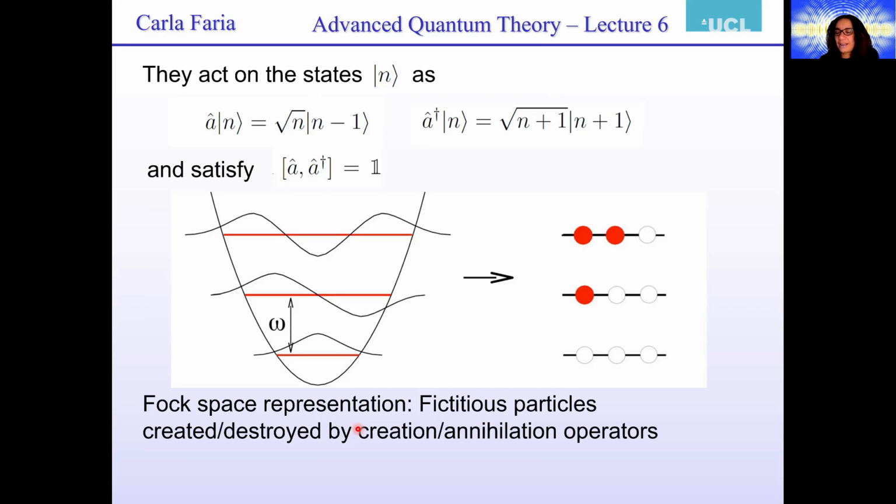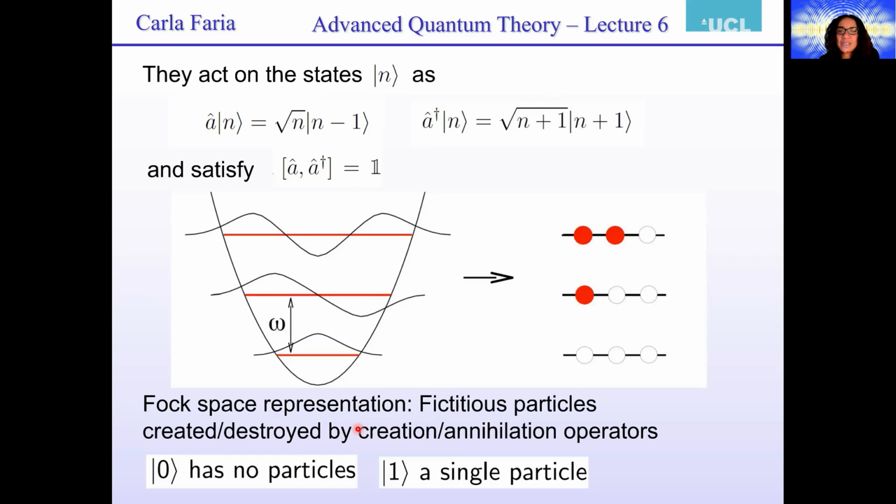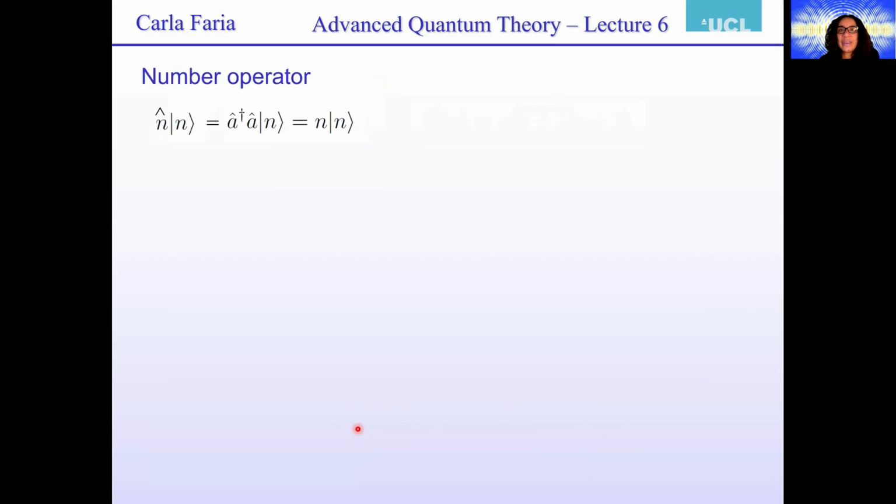And this is a concept that is used a lot in quantum field theory and quantum optics. So you can think about it as state 0 has no particles, state 1 has a single particle, 2 has 2, etc., etc., etc.